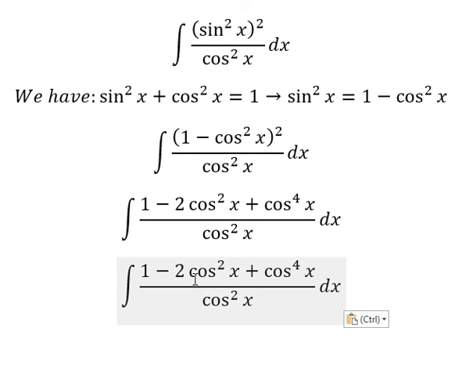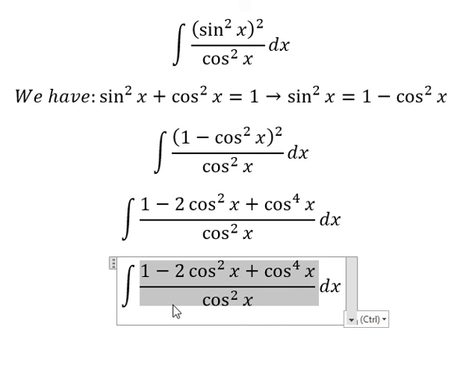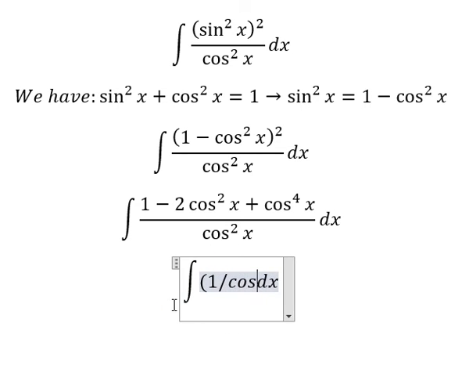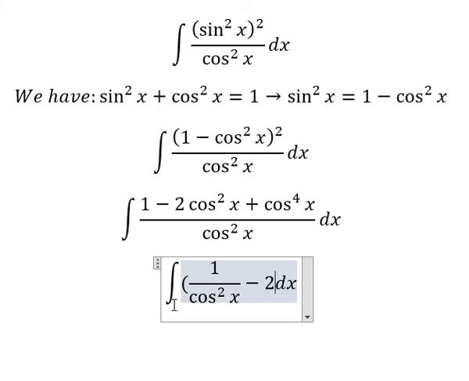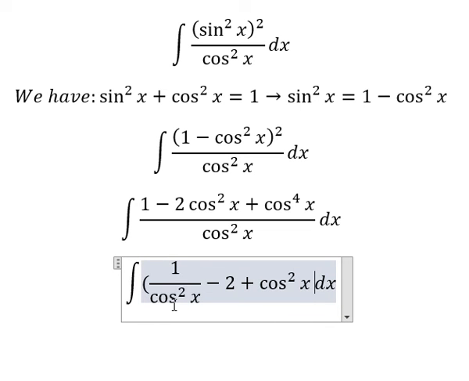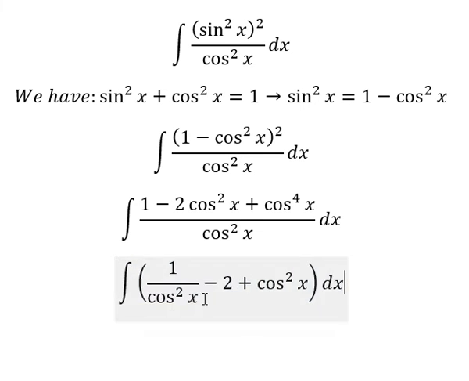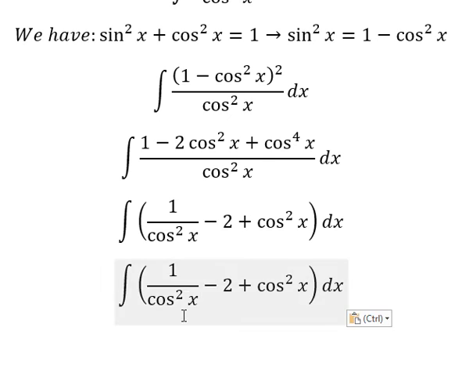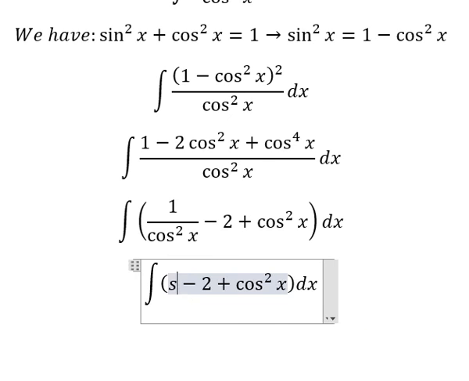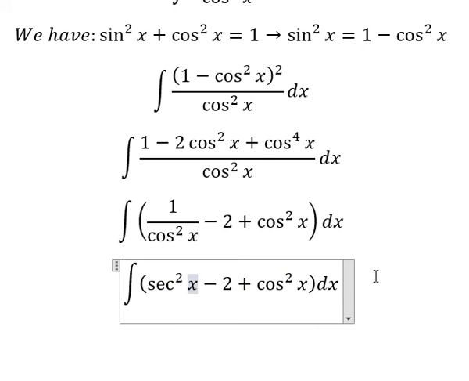So 1 divided by cosine squared, this one divided by cosine squared, this one divided by cosine squared. And now we have it like this. So this one we have secant squared.